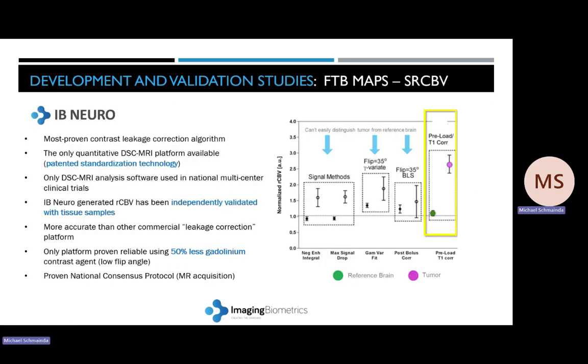The second component is IB Neuro, and that's our first product that was proven to have the most robust contrast leakage correction algorithm. And that was published in 2008. And here you can see the distinction between tumor and reference brain, much greater than the other methods to which it was compared. There's a lot of unique features about IB Neuro, but I want to talk about 2 of them today. The first is standardization, and the other one will be the validation studies done with tissue biopsy samples.